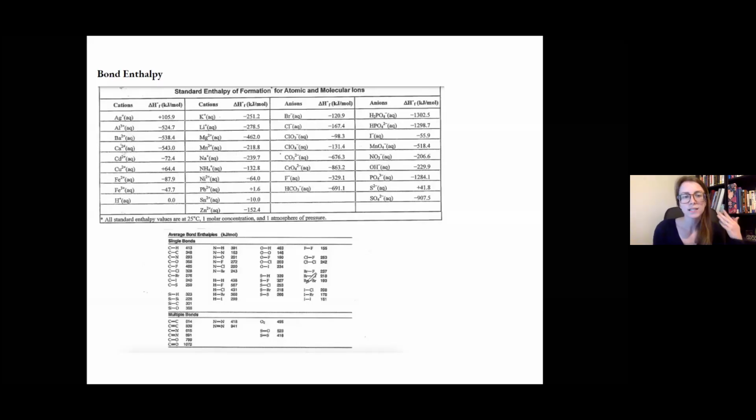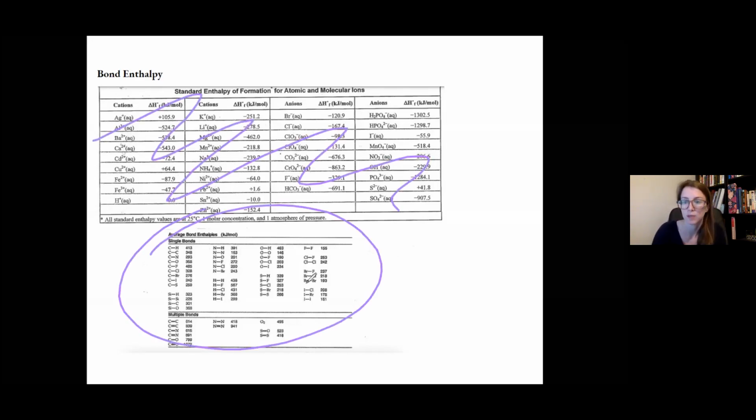Okay, so bond enthalpy is another way, essentially, of finding heat of reaction. And so you'll need this chart for this lesson. We actually don't need the top part of the chart. What we're going to be using is this bottom part that we've been ignoring up until now. But we're going to use the average bond enthalpies part of the chart to do bond enthalpy.